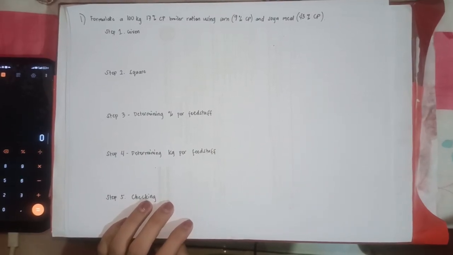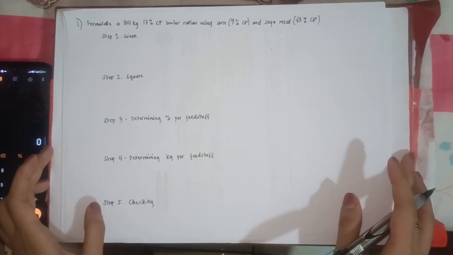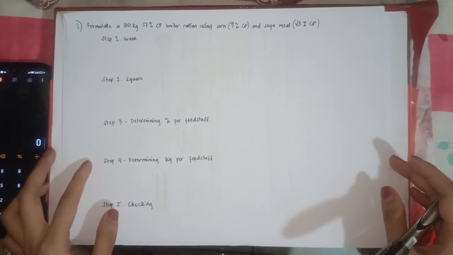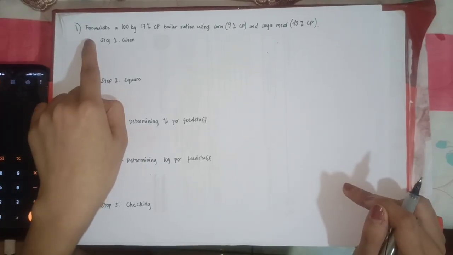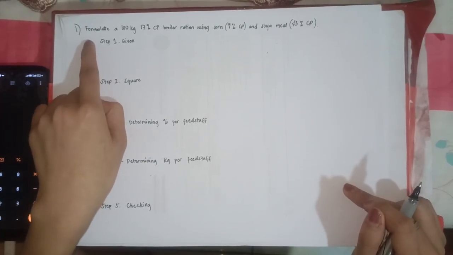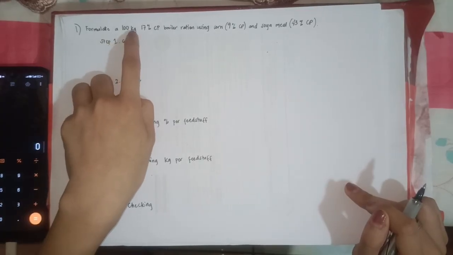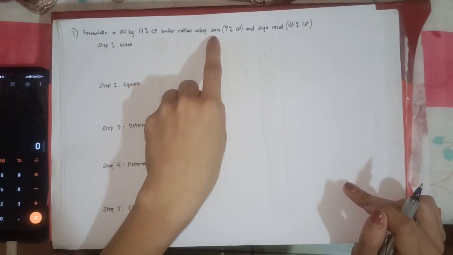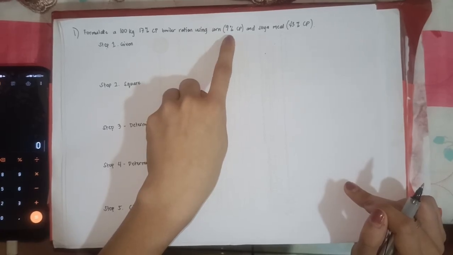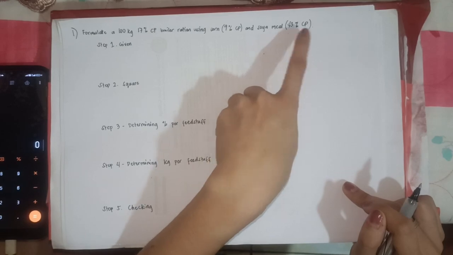We will be solving a feed formulation problem using the Pearson square method. As you can see in this paper, our problem states that we should formulate a 100 kilogram 17% crude protein broiler ration using corn with 9% CP and soya meal with 43% CP.